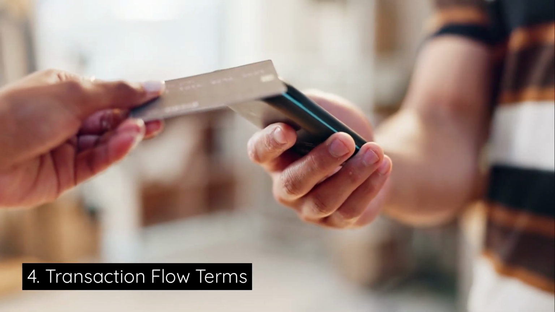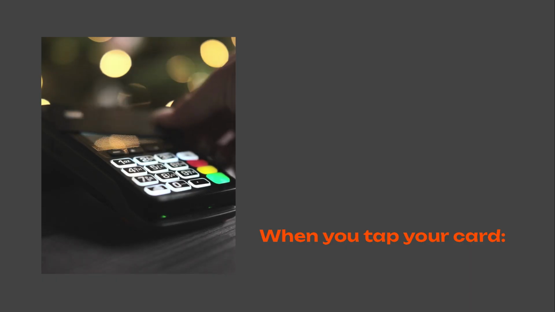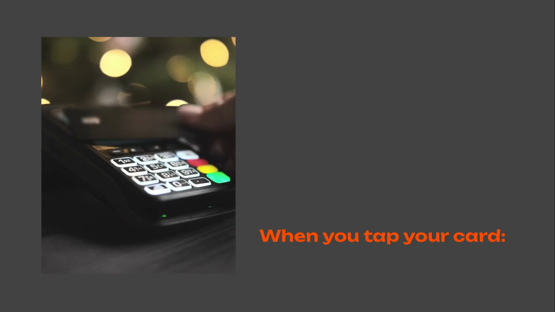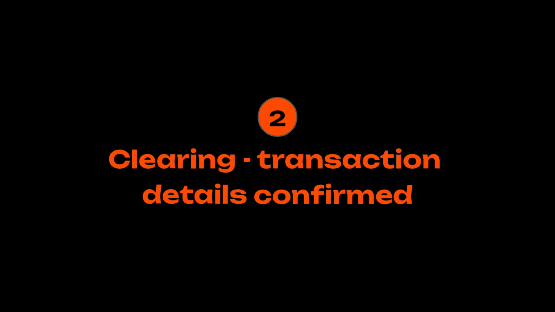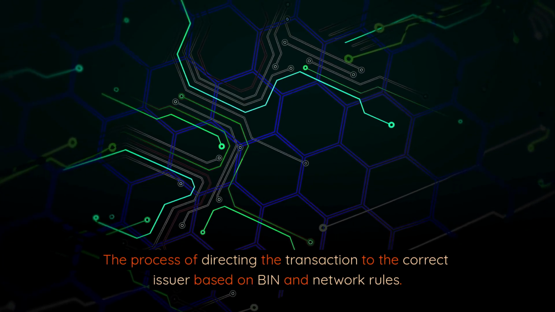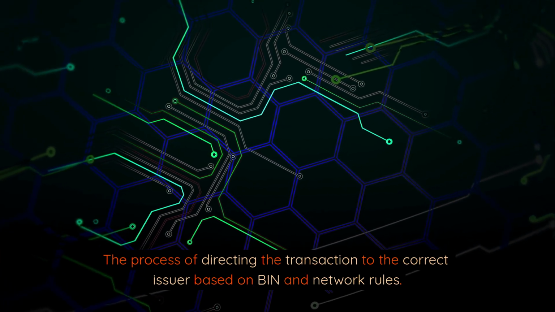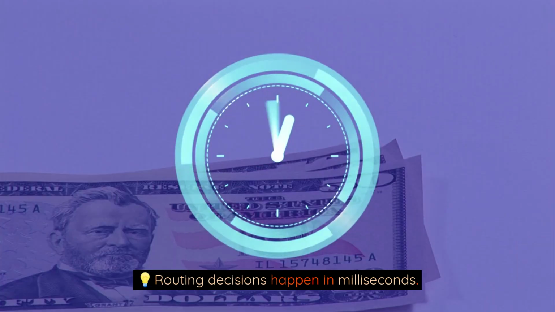4. Transaction flow terms. The following terminologies are used during a transaction flow. Authorization. Funds are checked and reserved. Clearing. Transaction details are confirmed and completed. Settlement. Funds are moved. Routing. The process of directing the transaction to the correct issuer based on BIN and network rules. Routing decisions happen in milliseconds.